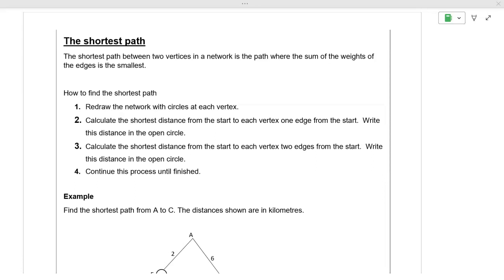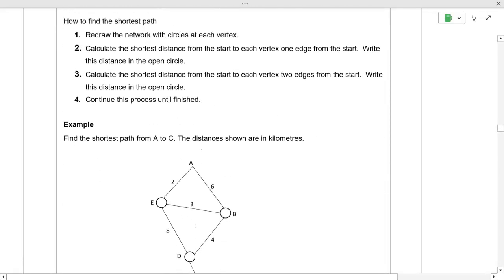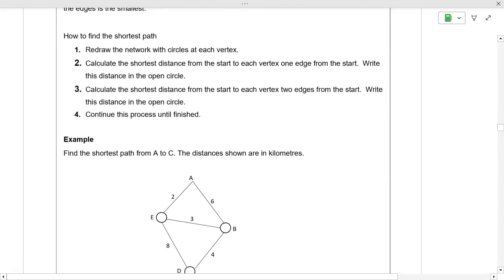So how to find it? Redraw the network with circles at each vertex. So we've got that here with the circles. Calculate the shortest distance from the start to each vertex, one edge from the start. Write the distance in the open circle. Calculate the shortest distance from the start to each vertex, two edges from the start. Write the distance in the open circle and continue until finished.